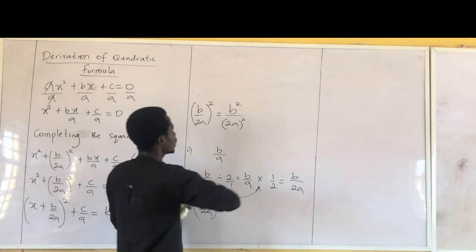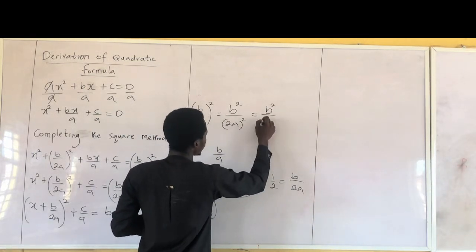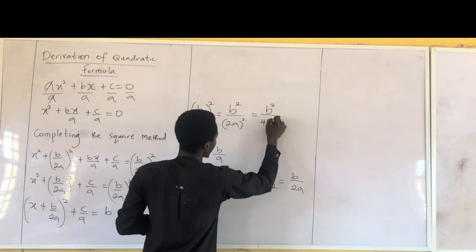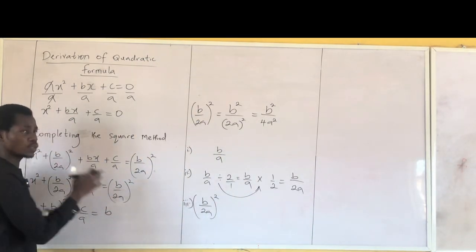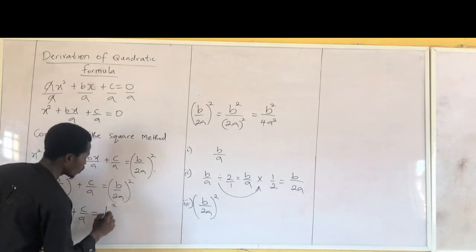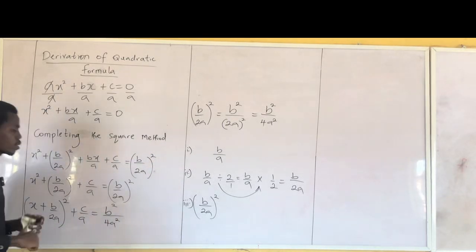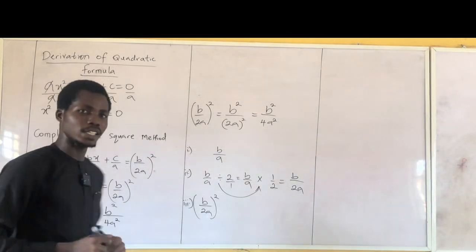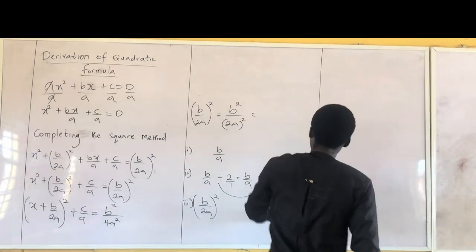So in this case, that means you're going to have b squared over, 2 squared will give you 4, a squared as a squared. Are we getting it? So in this case, we are not just going to be writing this. We will simplify it to give us b squared over 4a squared. Are we together? Is it getting interesting? Don't worry. Don't be bored. We are almost done.